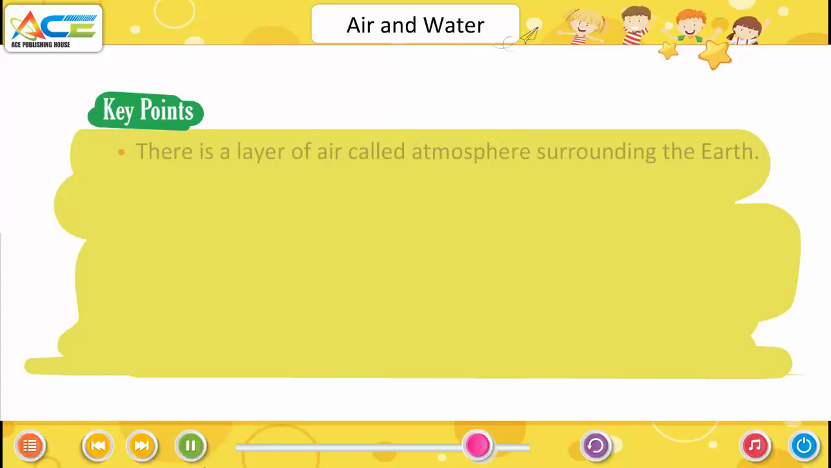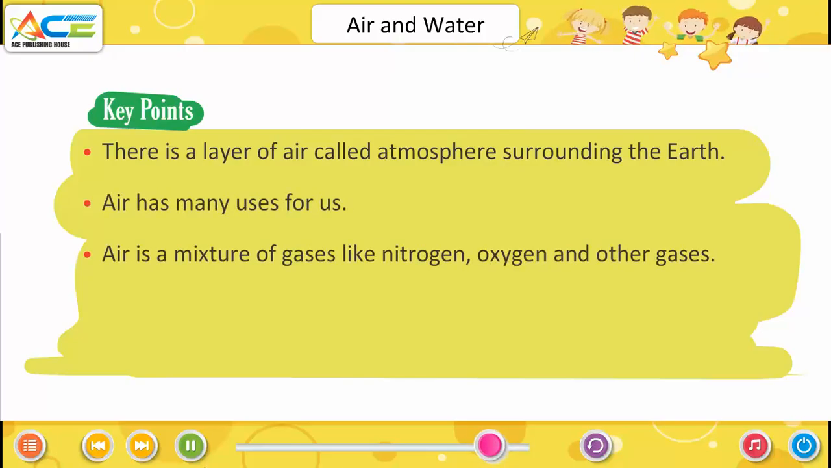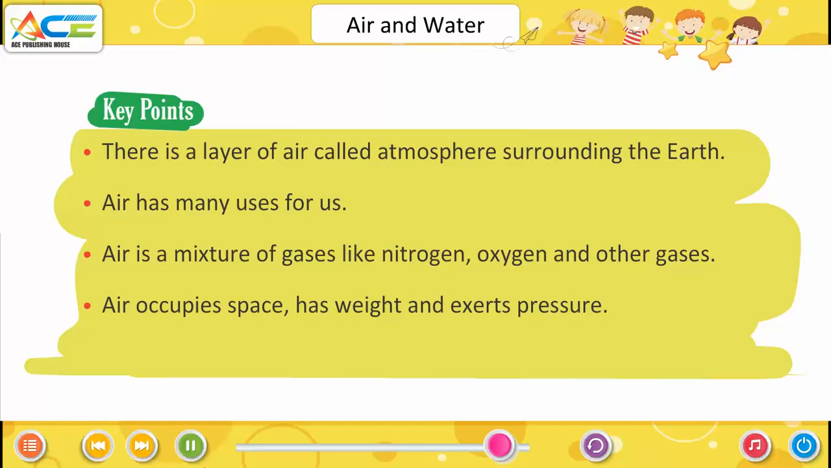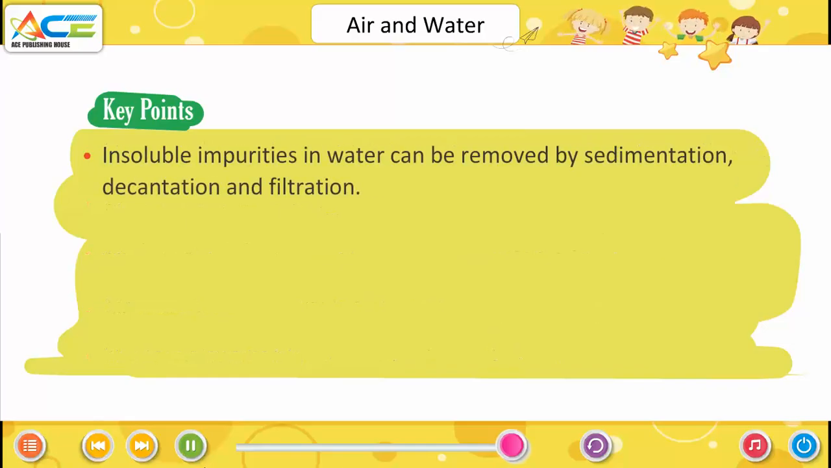Key points. There is a layer of air called atmosphere surrounding the earth. Air has many uses for us. Air is a mixture of gases like nitrogen, oxygen, and other gases. Air occupies space, has weight, and exerts pressure. The force exerted by air on objects is called air pressure.